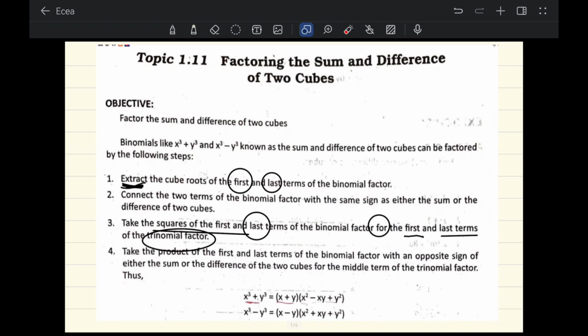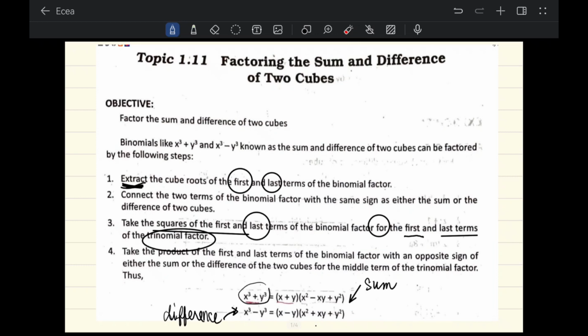Thus, x cubed plus y cubed is equal to the quantity x plus y multiplied by the quantity x squared minus xy plus y squared. Or x cubed minus y cubed is equal to the quantity x minus y times the quantity x squared plus xy plus y squared. So this is for the difference. And this is for the sum.